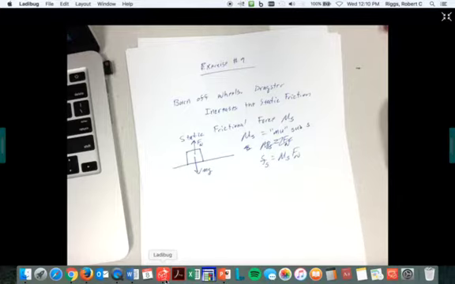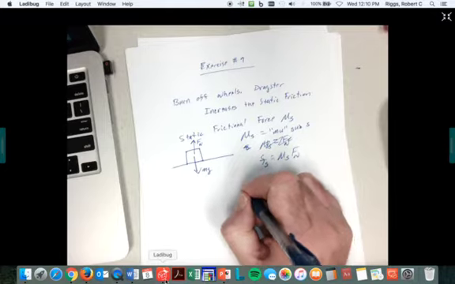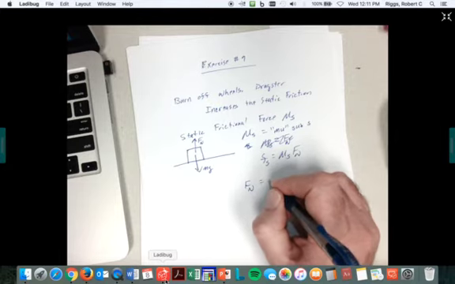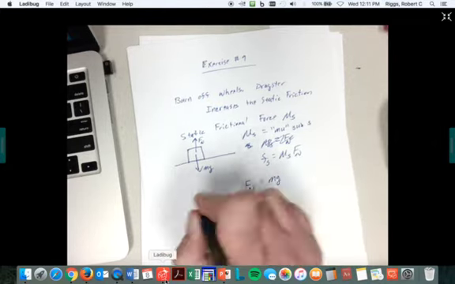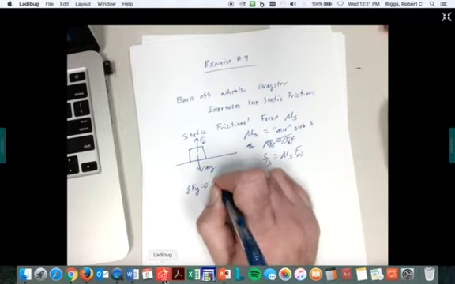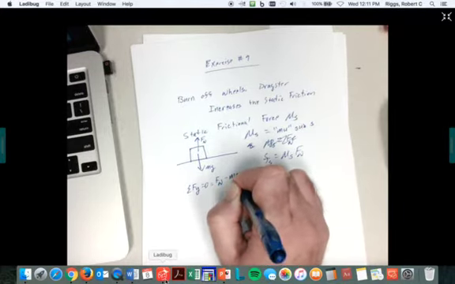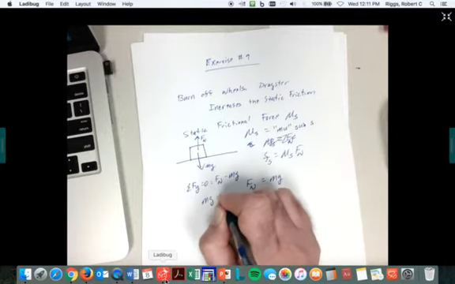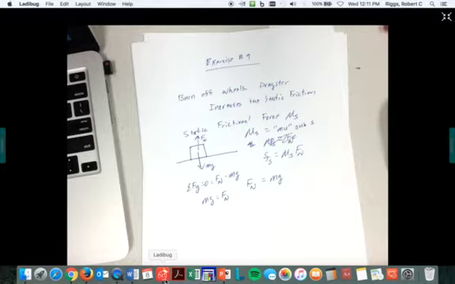And Fn, as long as we keep things flat, and we're always going to do it flat for this course, Fn is equal to mg. Because the sum of the forces in the y direction equals 0, I've got Fn going up minus mg coming down. I set those two equal, add mg to both sides, and I get mg equals the normal force. So Fn equals mg.